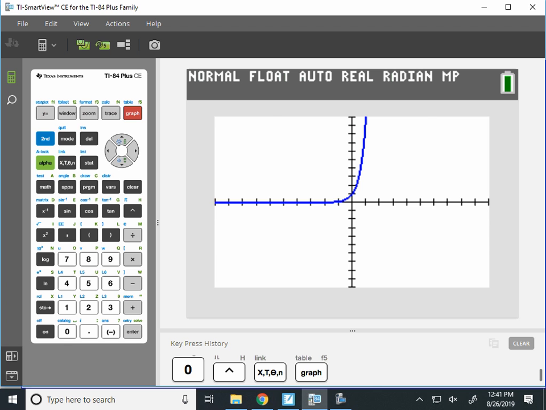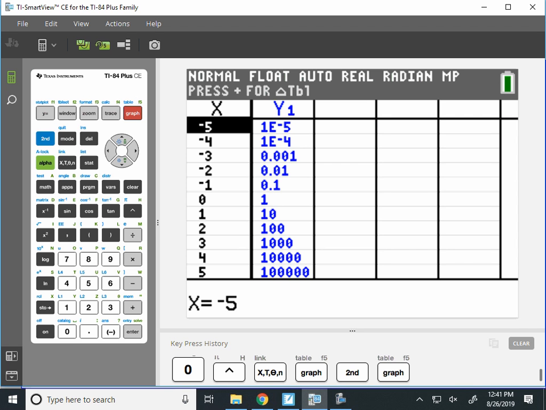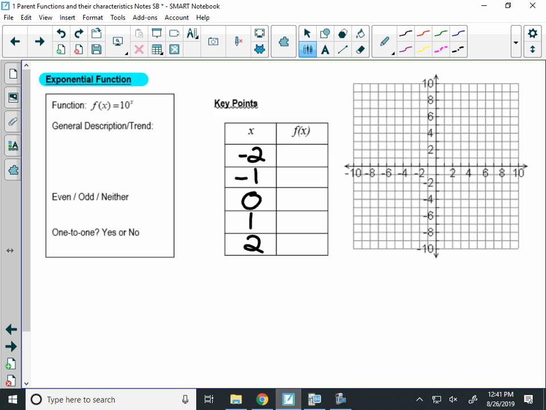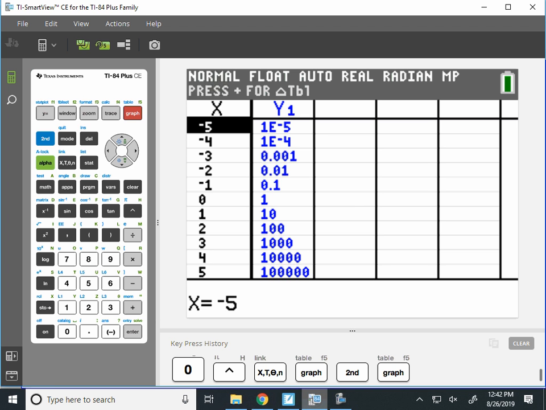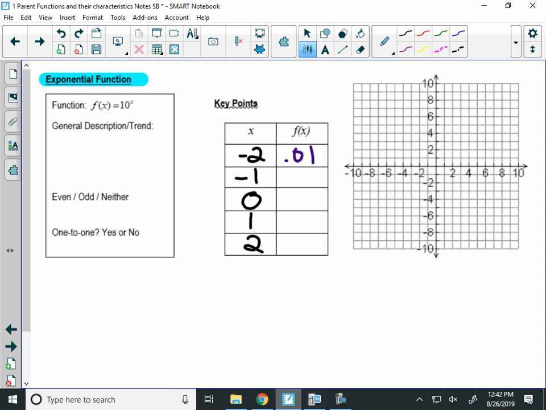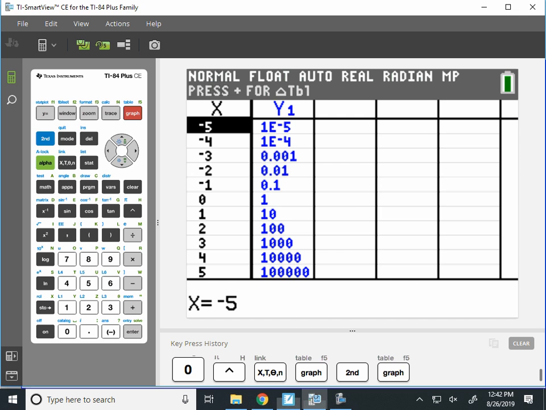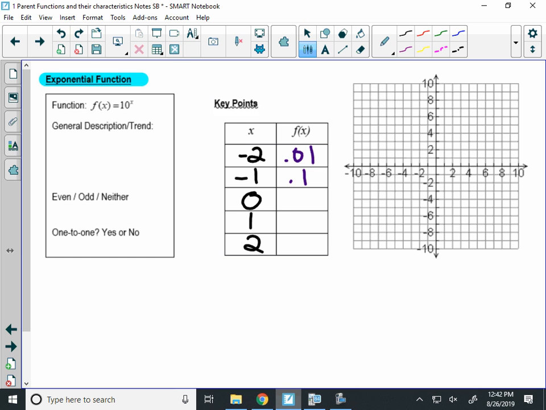Let's go to the table so that we can fill in the values. So it looks like -2 is at 0.01. So it'll be our first guy. -1 is at 0.1. 0 was 1. 10, and then 100. And I know 100 won't fit on there.